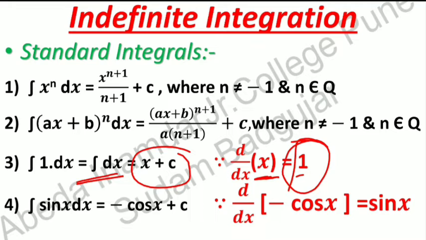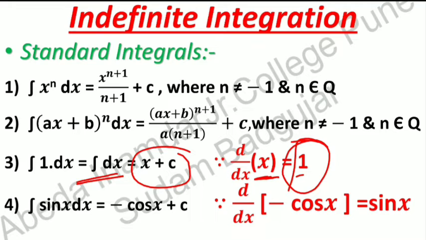Again here you have to observe the angle. Here the angle is x. So you must remember the derivative of cos x is minus sin x, but in case of integration, integration of sin x is minus cos x plus c. In case of derivative, the derivative of sin x is plus cos x, because integration is nothing but the antiderivative, the inverse process. The derivative of sin is plus and integration of sin is minus. It is a simple difference.